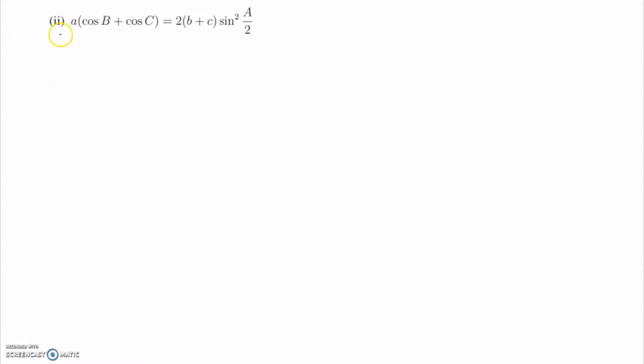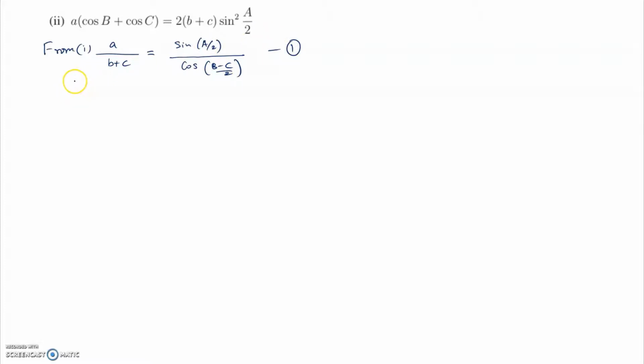Part 2 of question number 7. Again, in a triangle ABC, we have to prove that (a cos B plus cos C) is equal to 2 times (b plus c) into sine squared A by 2. We have seen from 1 that a by (b plus c) is equal to sine A by 2 divided by cos (B minus C) by 2. So let's keep this as 1.